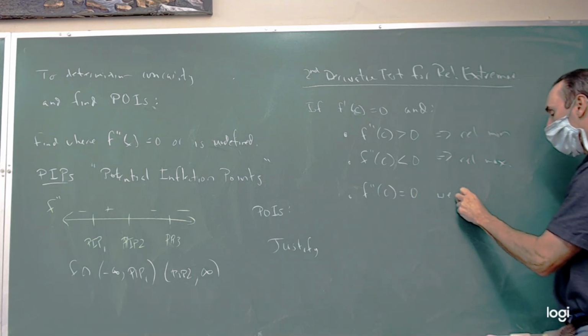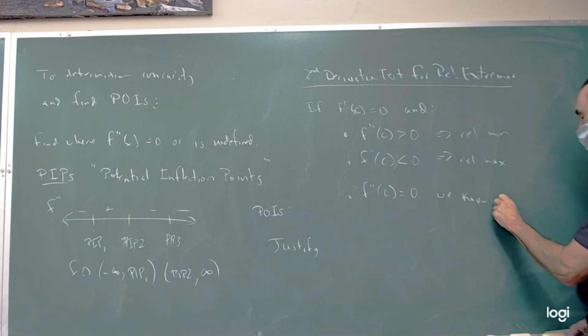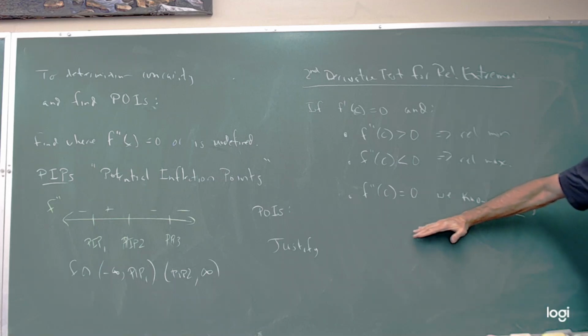If the second derivative is 0 as well, we know nothing. Could be a relative min, could be a relative max, it could be neither one. And I will talk about some reasons why that is. So that's just inconclusive, we can't tell.